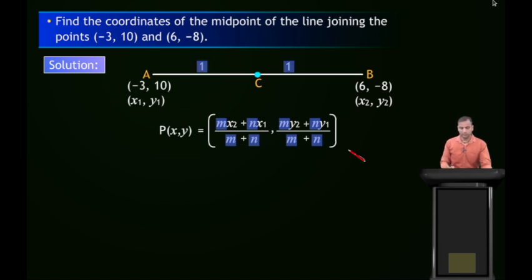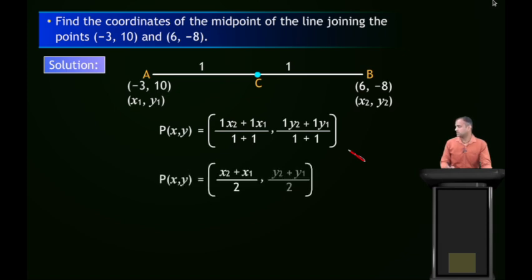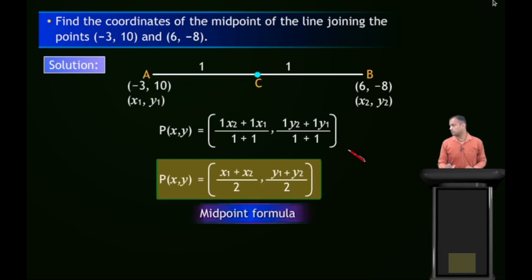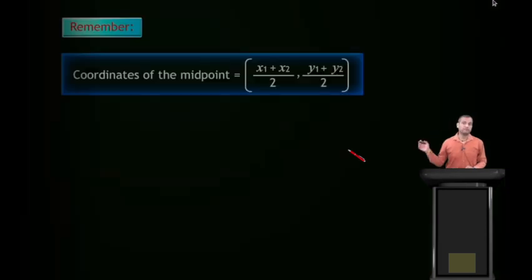Okay, so here you have m and n as 1 1. So you can put the values, so you will get this. Now put the values of x1, x2, y1, y2 and you will get the answer very easily. So this is (x1 plus x2) upon 2 and then you have (y1 plus y2) upon 2. So this is called the midpoint formula. Okay, you have to remember this formula.